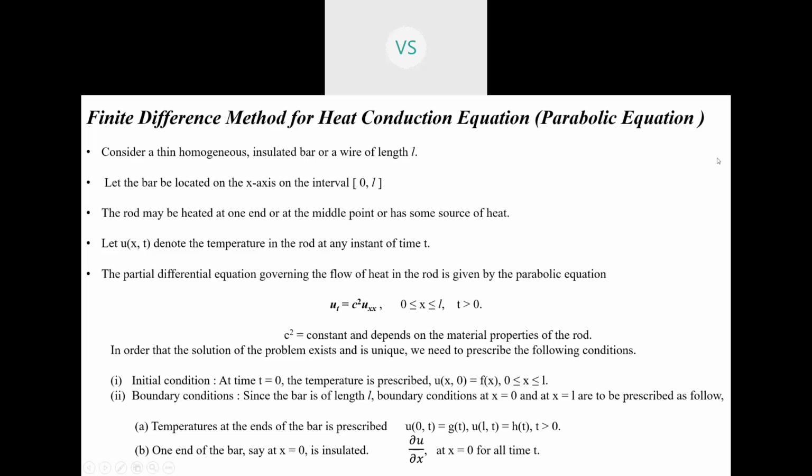Now we'll apply the finite difference method for the heat conduction equation, that is a parabolic equation. This is the one-dimensional heat conduction equation: ∂u/∂t = c² ∂²u/∂x², where c² is a constant depending upon the material properties of the rod. The initial condition is given to you, and boundary conditions are given to you. In boundary conditions, you will be given n conditions.